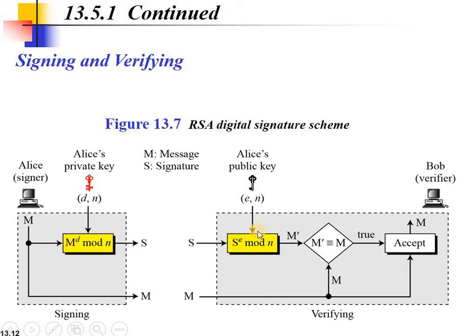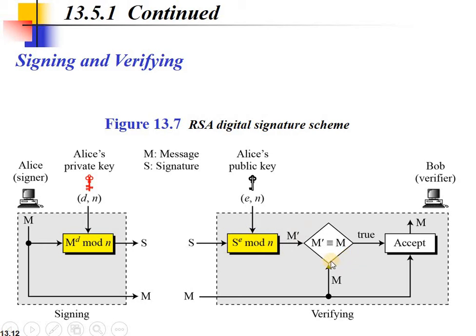So what is the sender's public key? The sender's public key is E. So after applying the equation, that is S to the power E mod N, the message from the signature will be created, and this will be compared with the transmitted message.